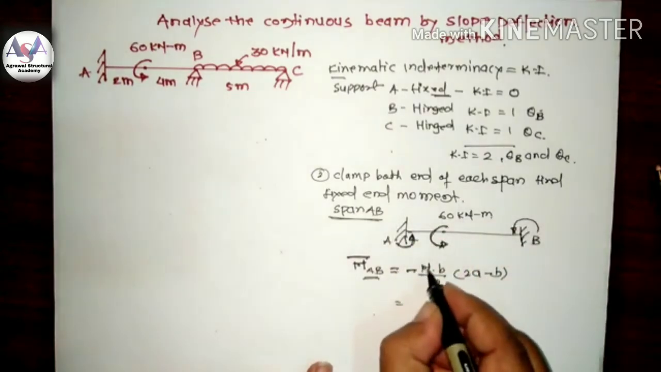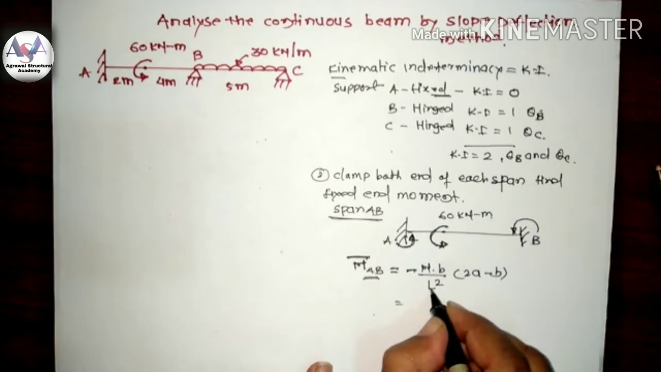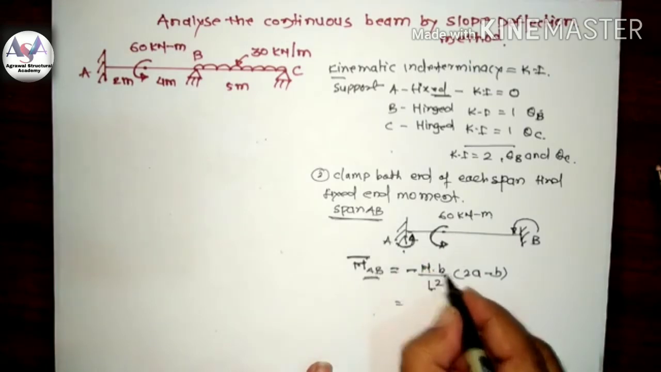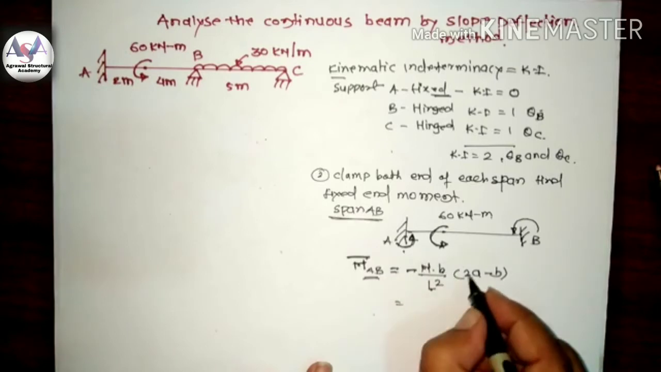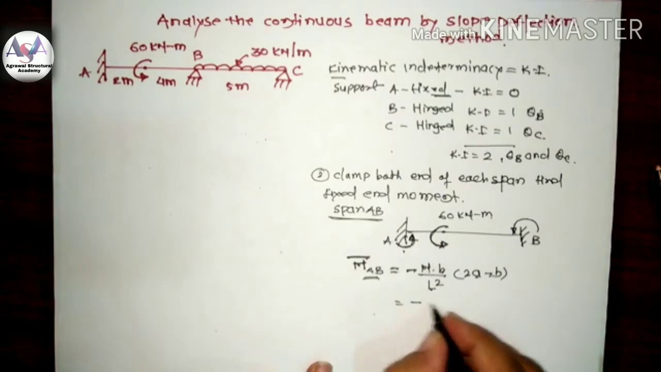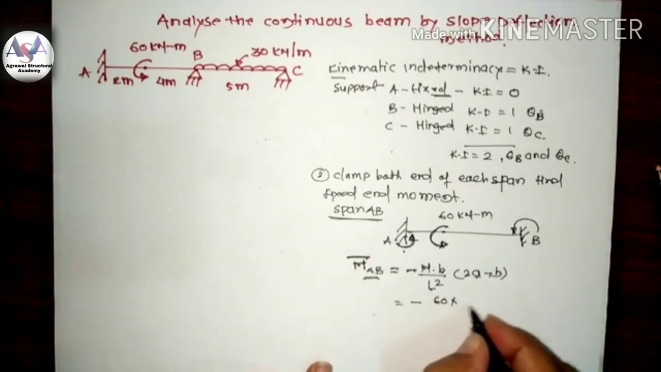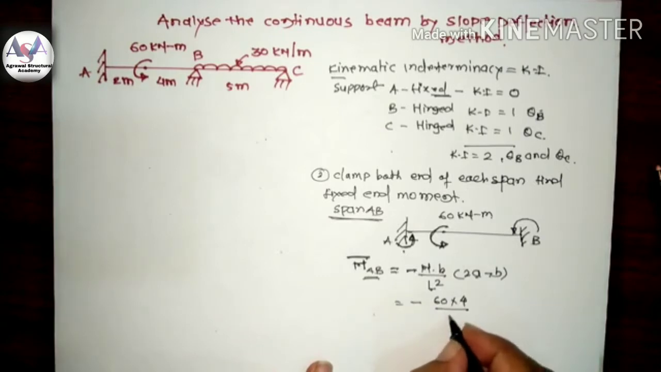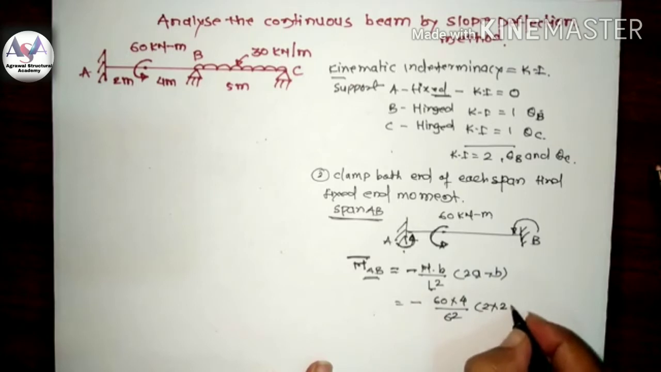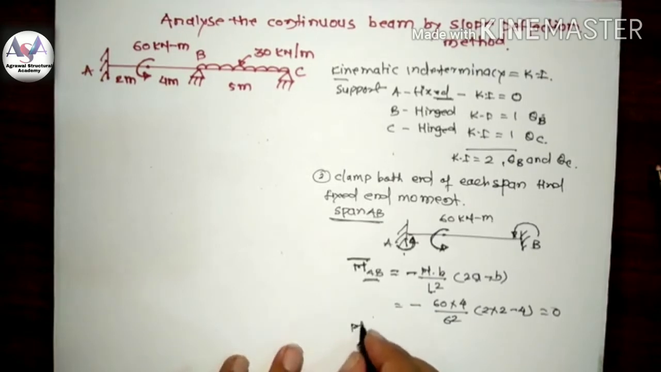So now put M here, divided by L square is common. Now we are finding the MA, so put here the B, then in the bracket, twice A minus the B. So if you put the values, 60 into the 4, so this is 0.